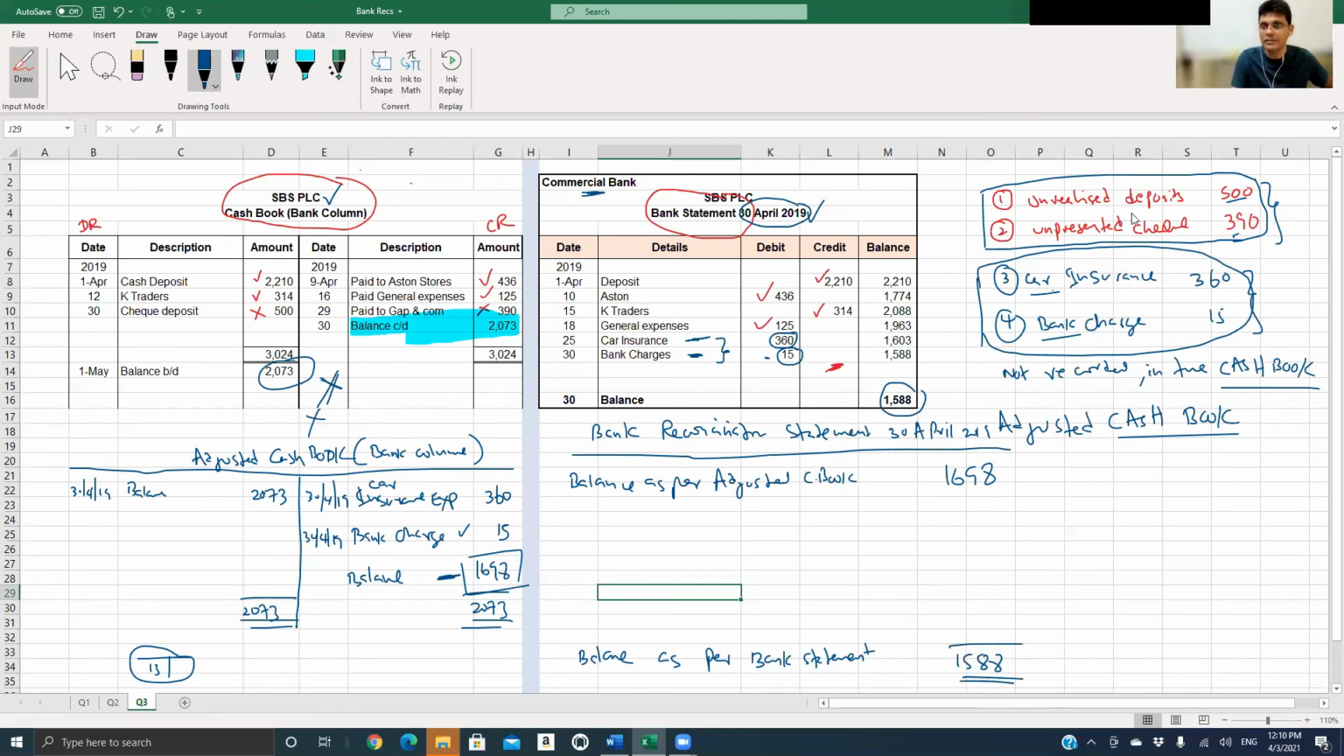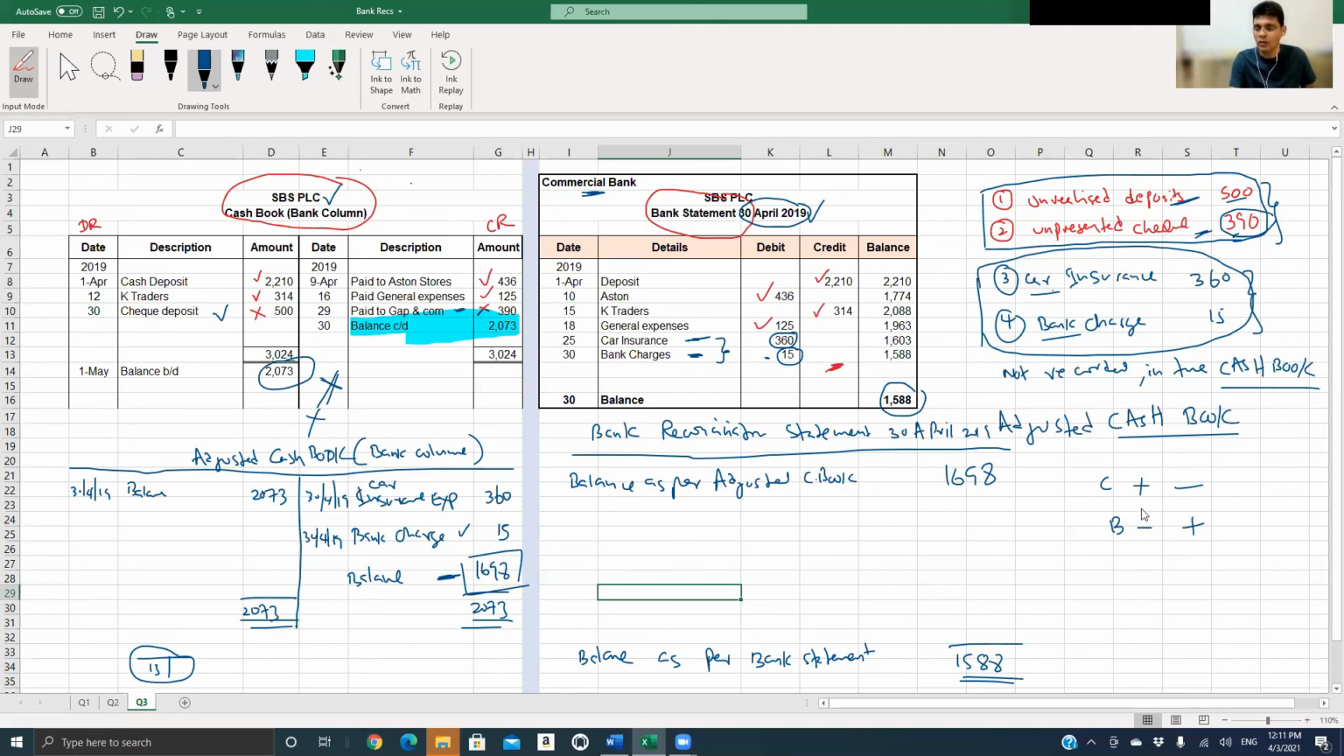We identify two differences: unrealized deposits and unpresented checks. I told you what the impact is, whether the cash book balance is more or less. Unrealized deposits means we have debited our cash book, so the cash book balance is more. It has not been deposited in the bank statement, so the bank balance is less. Likewise, unpresented checks, I am repeating, okay? We credited our cash book, so the cash book balance is less. It has not been presented for payment, so the bank balance is more.